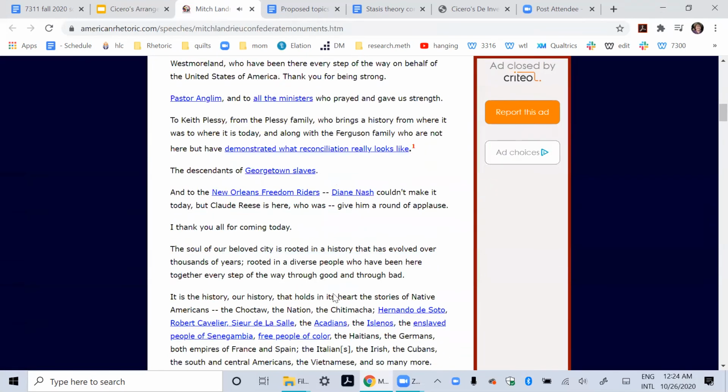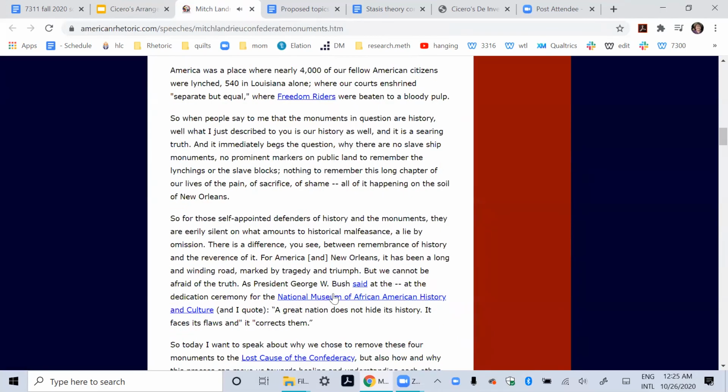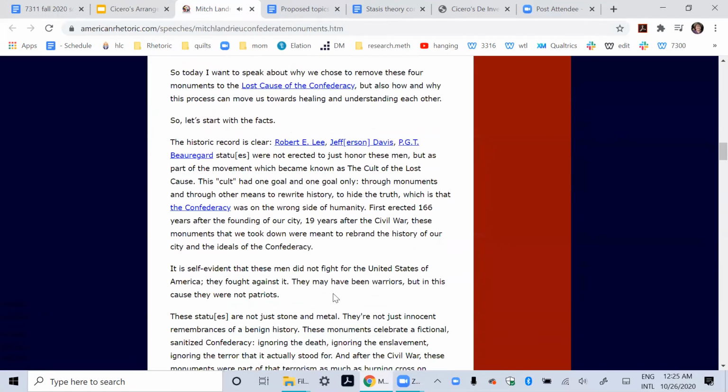With the facts, the historic record is clear. Robert E. Lee, Jeff Davis, P.G.T. Beauregard statues were not erected to just honor these men, but as part of a movement which became known as the cult of the lost cause. This cult had one goal and one goal only: through monuments and through other means, to rewrite history, to hide the truth, which is that the Confederacy was on the wrong side of humanity.